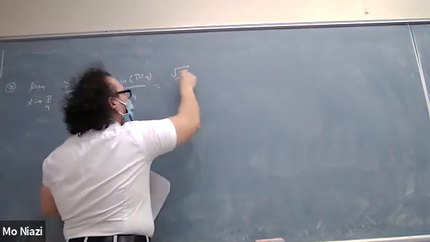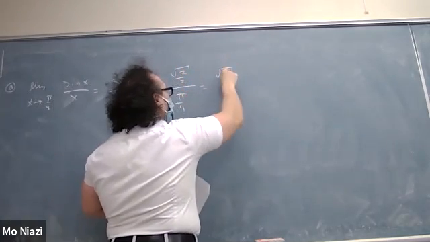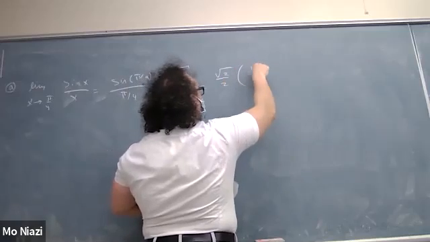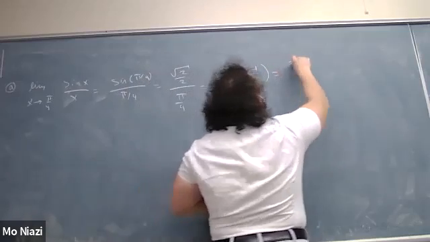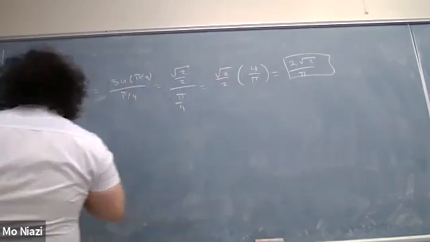So this becomes square root of 2 over 2 divided by pi over 4. It becomes square root of 2 over 2 times 4 over pi. It becomes 2 square root of 2 over pi.